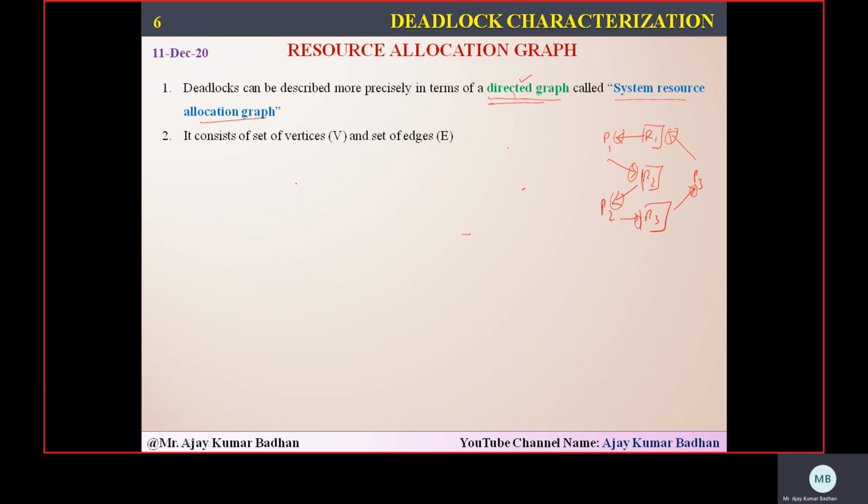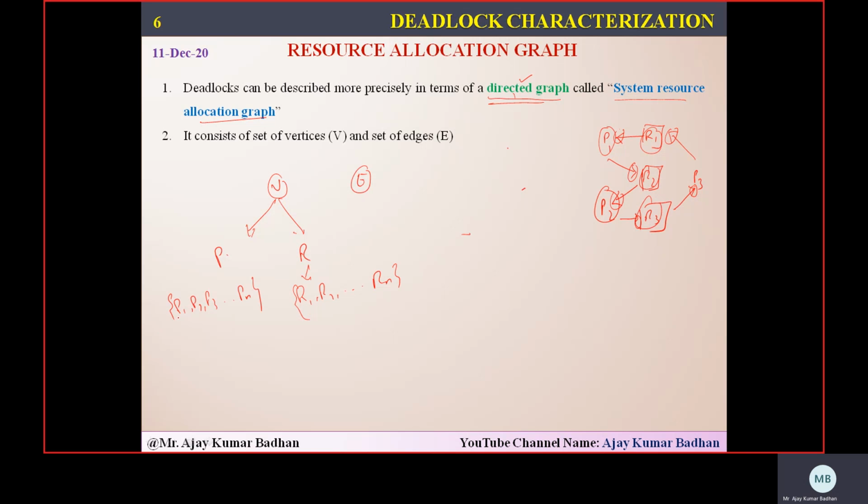Now let me give a definition. It consists of vertices and edges. We know that graphs basically consist of vertices and edges, but we will be classifying these vertices into two types. One is P, another is R. Few people are already familiar, I think. So I think you understood now. What do you mean by P here? What do you mean by R? P is nothing but the set of processes. P1, P2, P3, and so on up to Pn. What about R? Resources. R1, R2, and so on up to Rn.